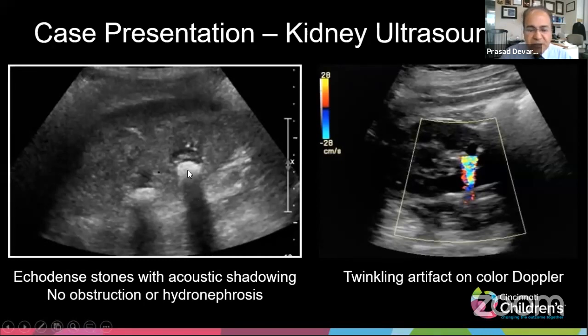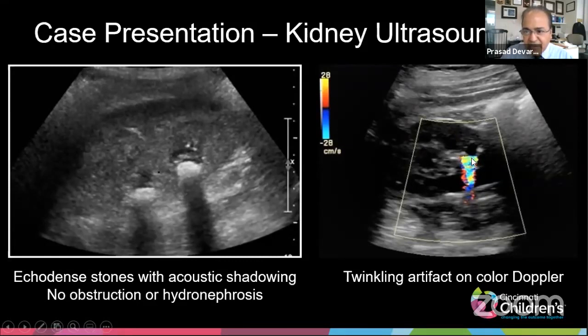If you don't see this acoustic shadowing, then these could be either fat or blood vessels or lymph nodes or something, but not stones. So this very much suggested to us that this young man had kidney stones in both kidneys. And then we do another thing called a Doppler examination. And by Doppler, we see this so-called twinkling artifact. Very, very pretty when you see it. And that is, again, very classical.